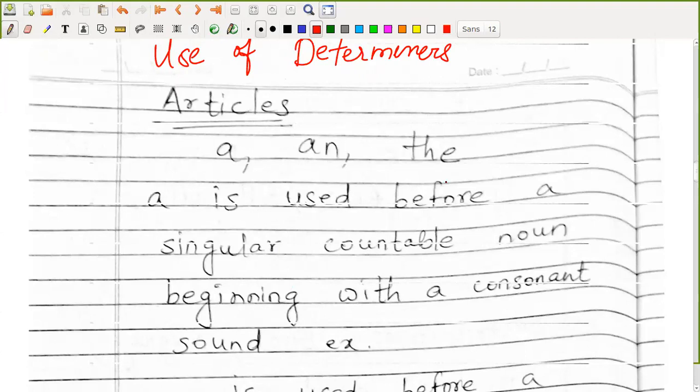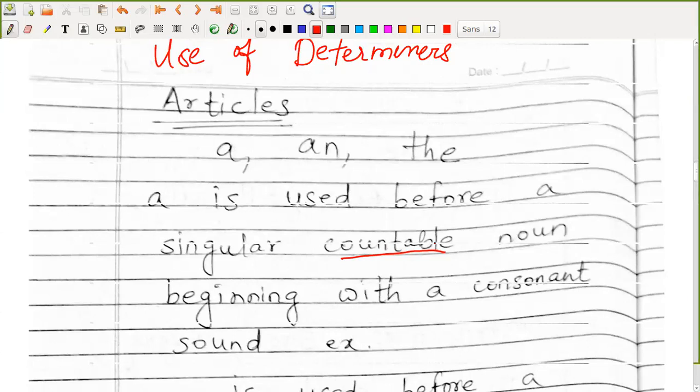You know what is a countable noun? What is a countable noun? जिसको हम लोग काउंट कर सकते हैं. Which can be counted. Countable means which you can count. So can you use a before an uncountable noun? Can you say a water? There is a water in the glass. No, ma'am.